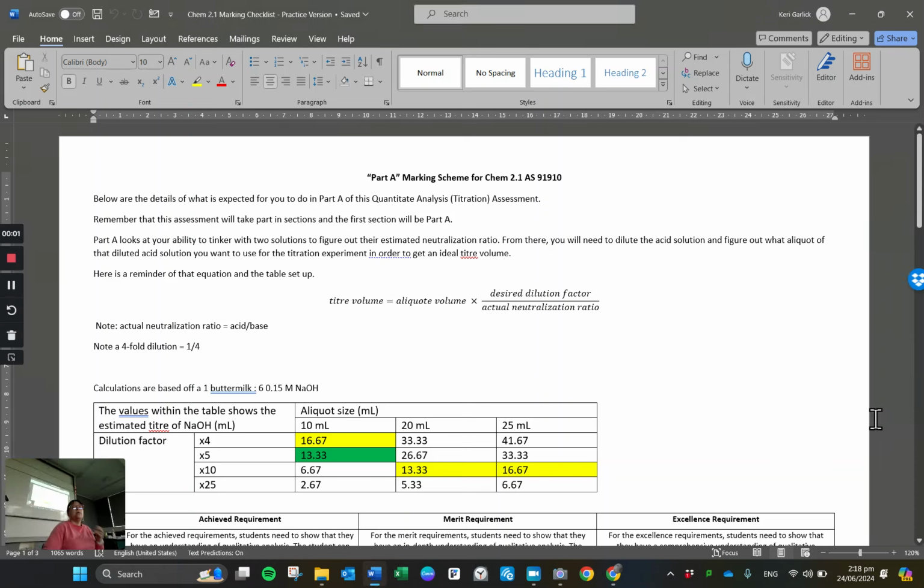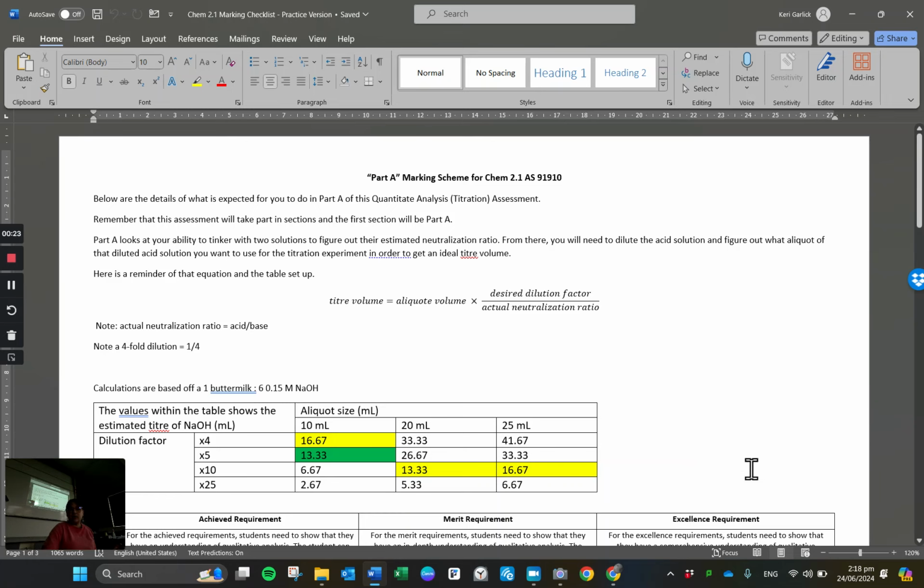Cool. All right. So just to recap where we are right now, you guys have done part A. So we've understood why we need to dilute our original solution. And now we're moving on to part B and part C. I'm going to teach part B and C together because the calculations for both of these are very similar and they're both talking about the titration process.